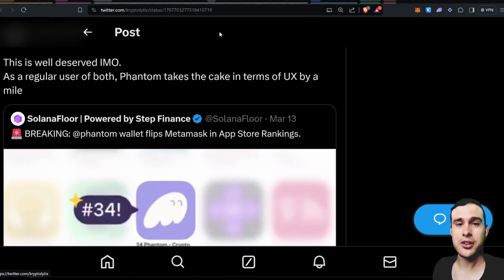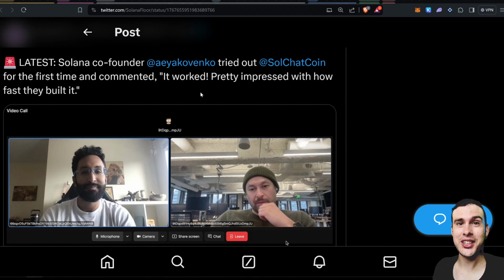So well deserved. Now, this is really, really cool. And this gives even more use cases to those with Solana Saga phones. So the co-founder, Anatoly Yakovenko, tried out SolChat for the first time and commented it worked. Pretty impressed with how fast they built it. So what is this thing? This is a way for you to call and message encrypted at rest and in transit over the Solana blockchain. This is insane. This is a blockchain the way you can call and text on.